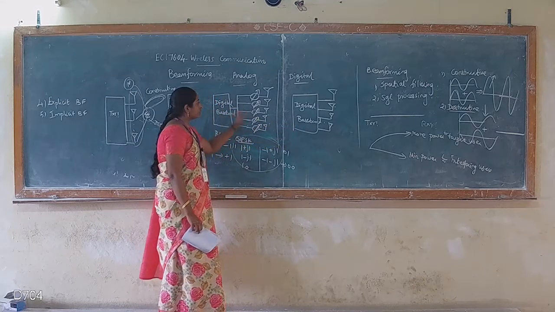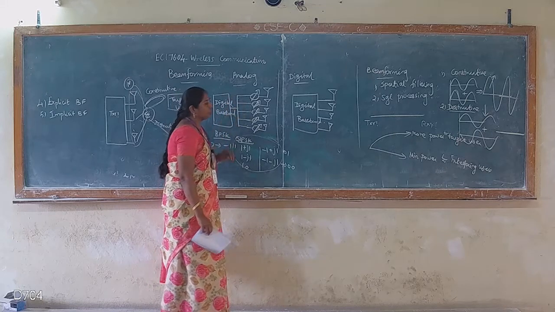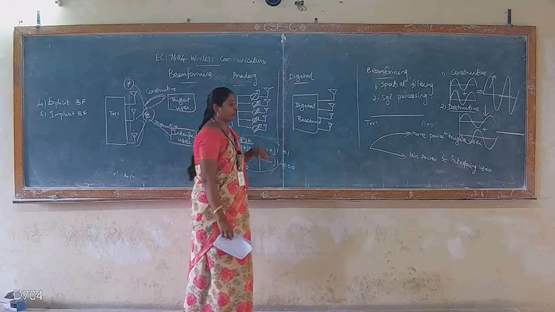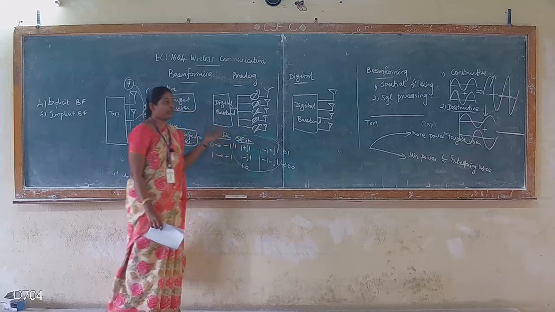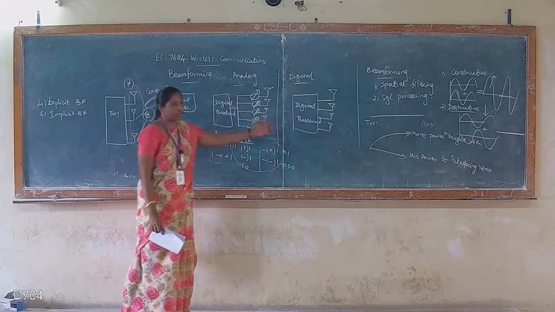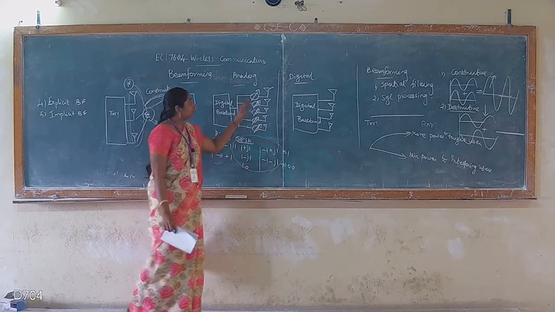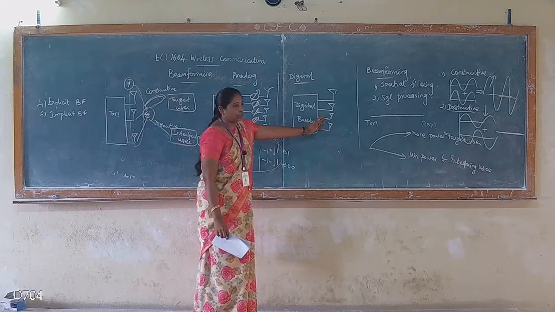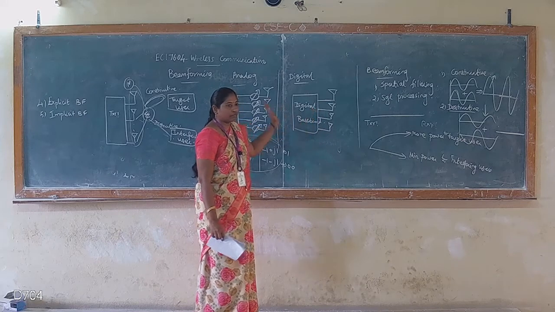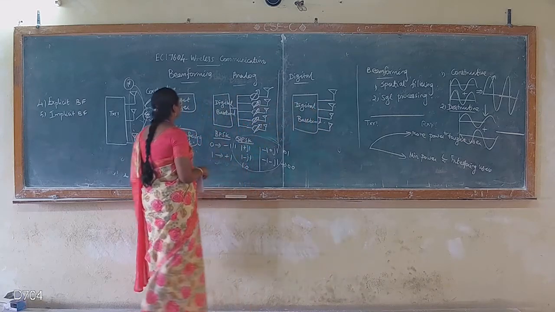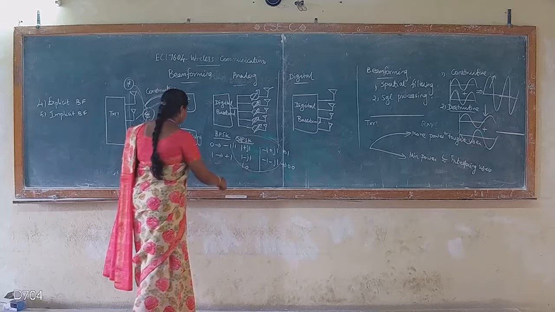These are the differences between analog beamforming and digital beamforming. Based on the requirement, we can go with either analog or digital. If you are using analog, you need more phase shifters, but for digital, only the antenna array is needed. So this is the difference between analog and digital beamforming.